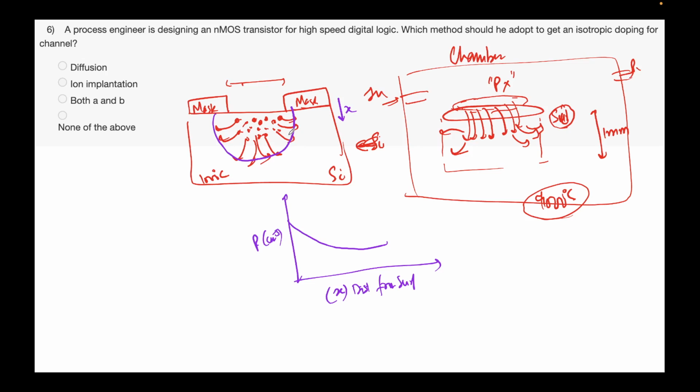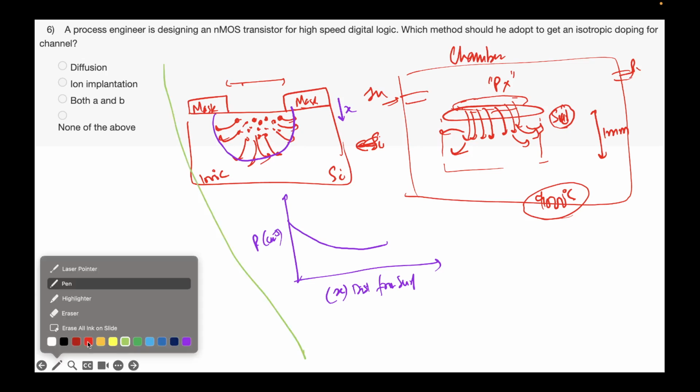Okay, another mechanism to dope is ion implantation. So what happens in that is, I'll draw it here. On the right is your discussion on diffusion. On the left, what we have is ion implantation. What you do is that, again, let's take the similar material.